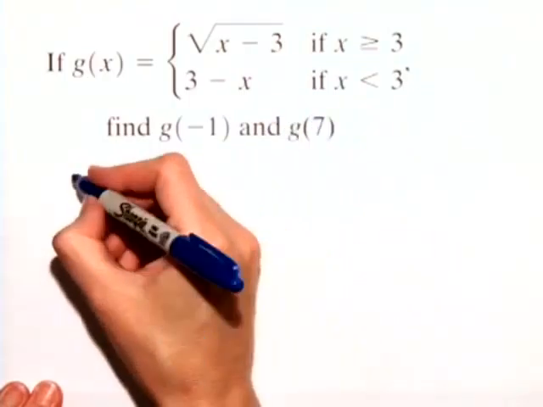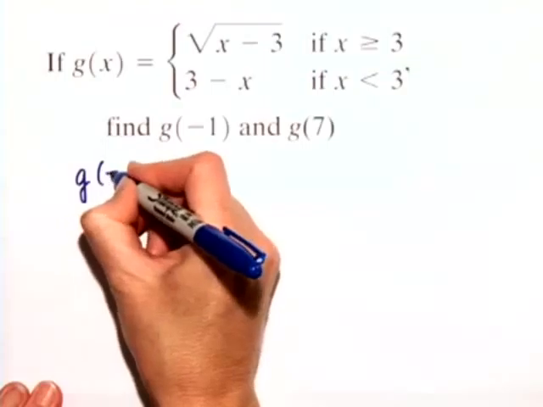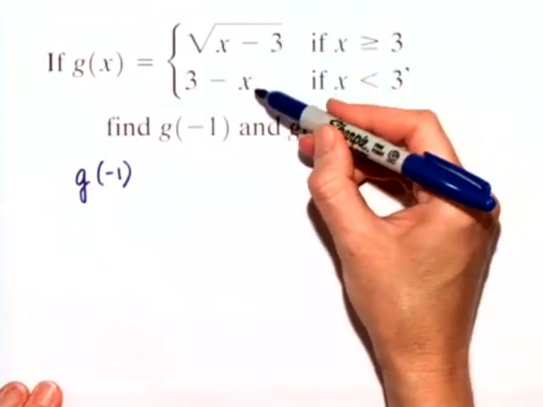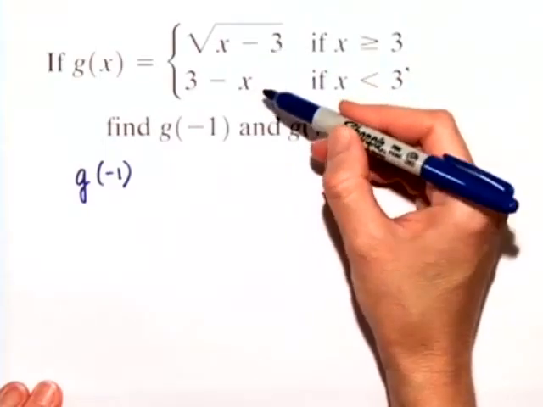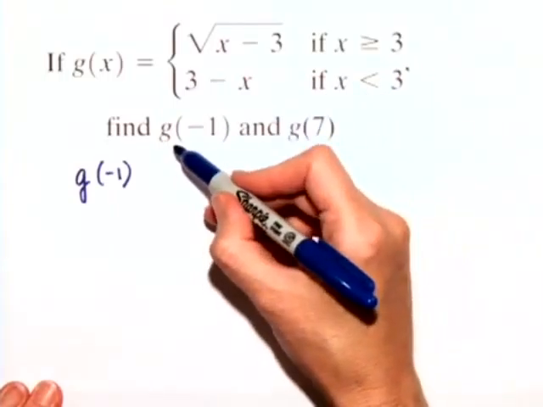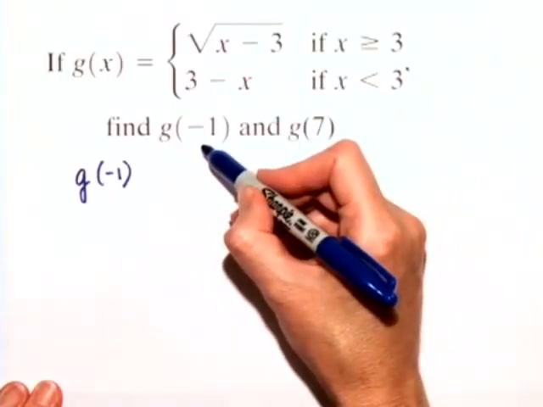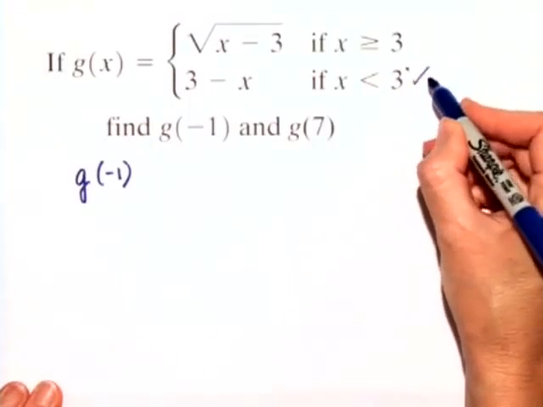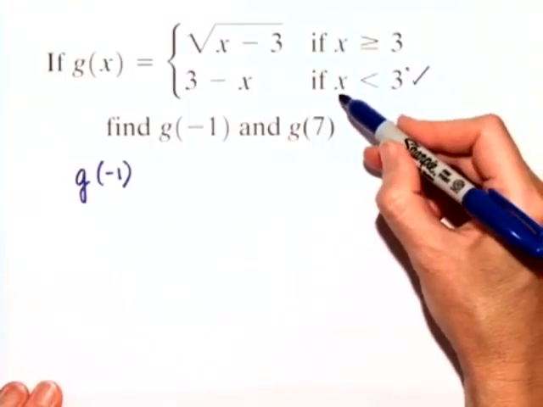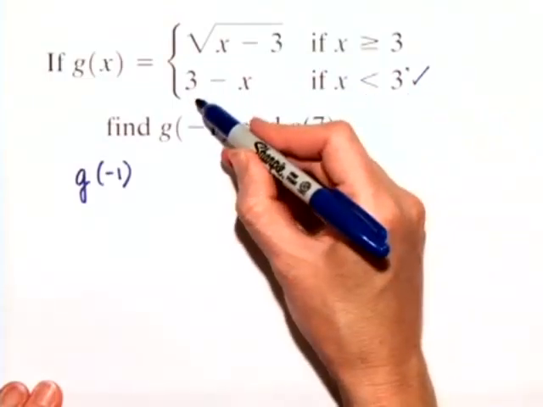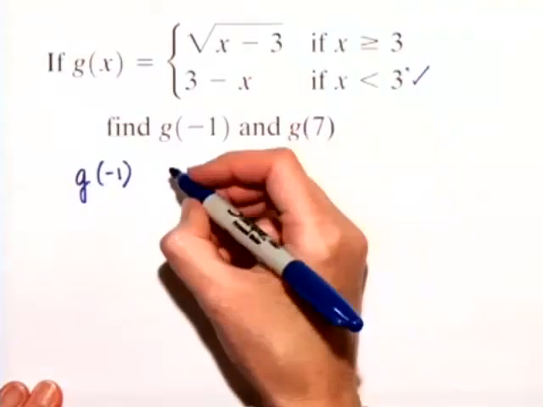So first, let's calculate g of negative 1. Well, we need to determine which of these two functions to substitute negative 1 in for x. Well, let's look over here. Since g of negative 1 means we're substituting negative 1 in for x, we need to choose the second option here because negative 1 is less than 3. So if x is less than 3, we want to choose this function, 3 minus x.